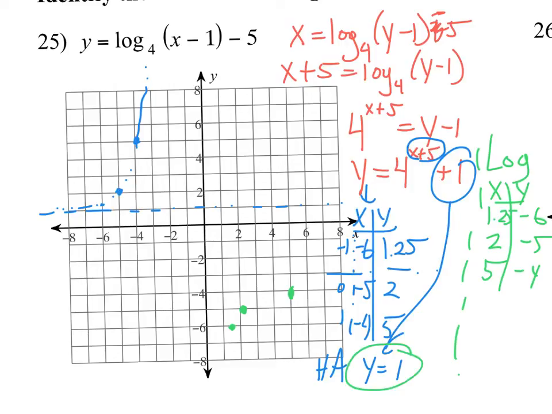My horizontal asymptote y equals 1 also becomes x equals 1 for a vertical asymptote. And our graph should look something like this. I would like you to notice that these are reflections from my second quadrant to my fourth quadrant.